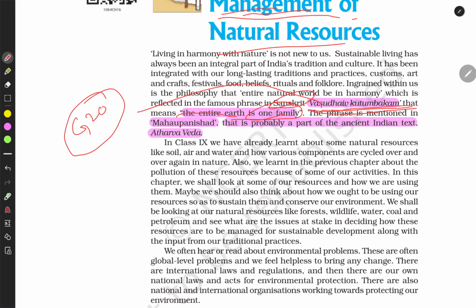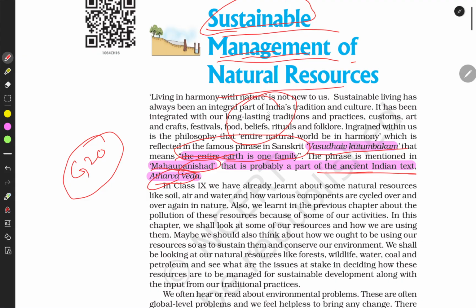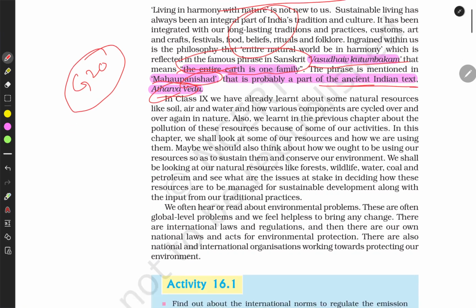Vasudhaiva Kutumbakam is probably a phrase mentioned in the Maha Upanishad, an ancient text that is part of the Atharvaveda. It is still used in Indian diplomacy, and it means the entire earth belongs to us. That means the natural resources of our earth belong to us.